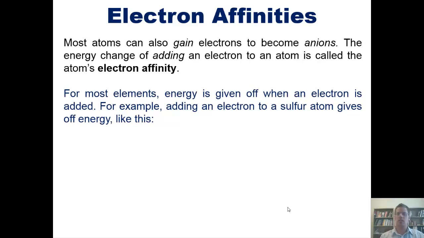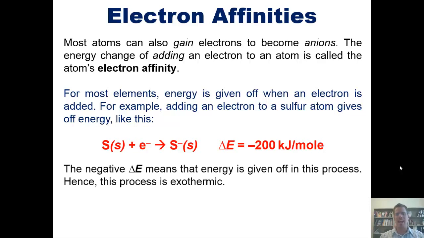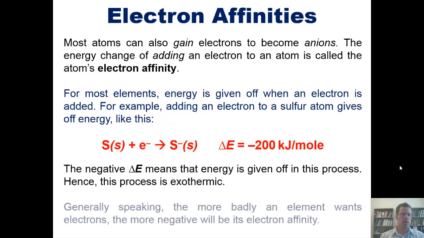For example, adding an electron to sulfur gives off energy, as shown in this equation. We have elemental sulfur and add an electron to turn it into sulfide 1-. The delta E is negative 200 kJ per mole. This negative delta E value means that energy is given off during this process. Hence, this process is exothermic. Now, generally speaking, the more badly an element wants electrons, the more negative will be its electron affinity.